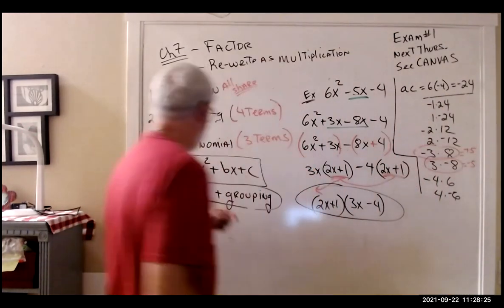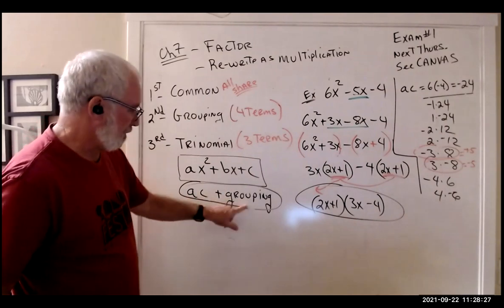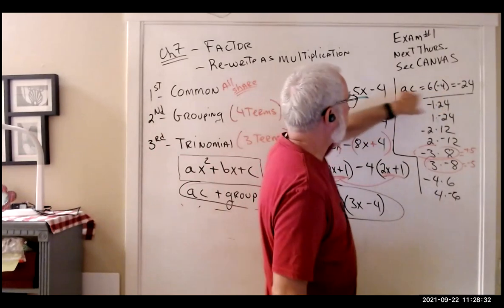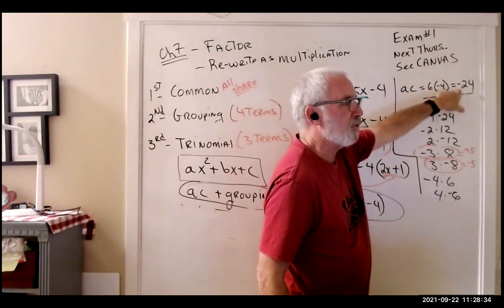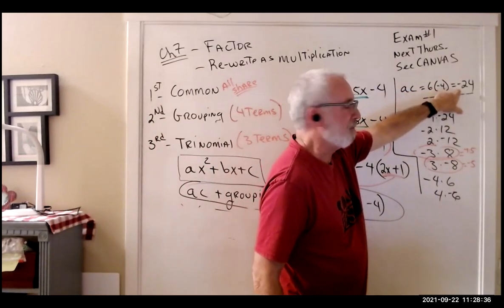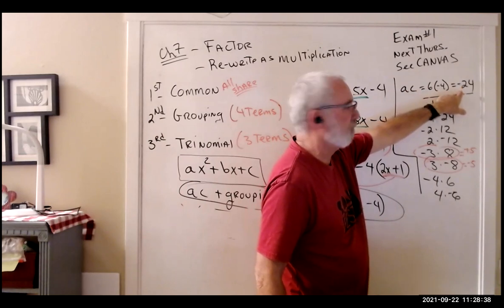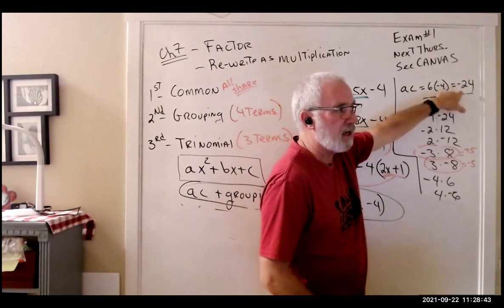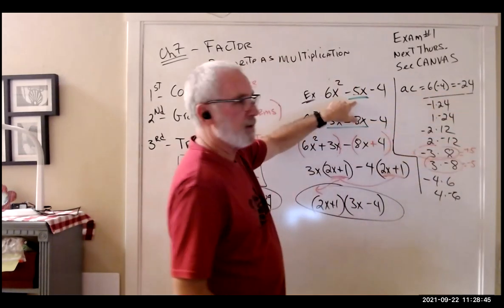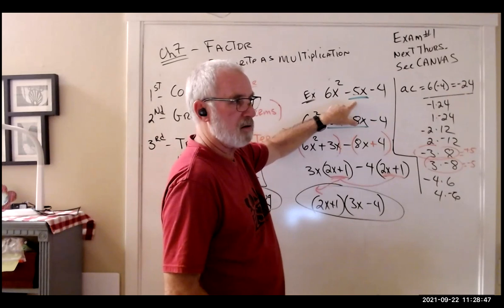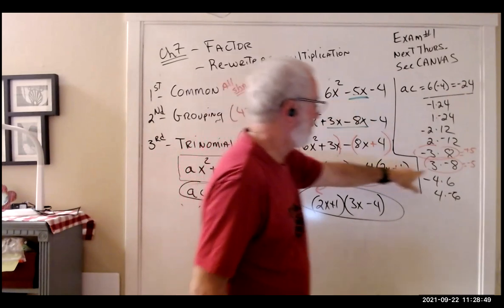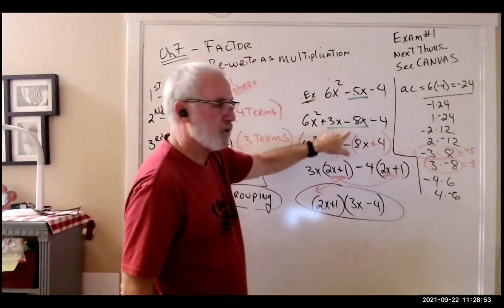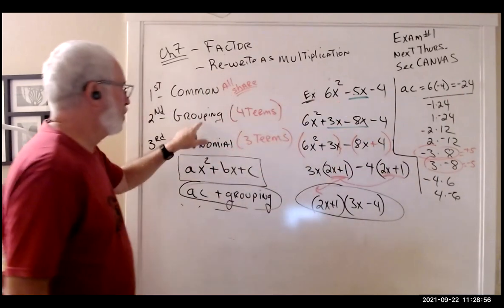Okay, it was called AC plus grouping. First, you calculate the AC, whatever A times C was. Then you start going through your multiplication tables. What times what makes 24 or the AC, and at the same time, adds or subtracts to make the middle term, the B. Take those two numbers, replace the middle term with those two numbers, and now you're doing a grouping problem.